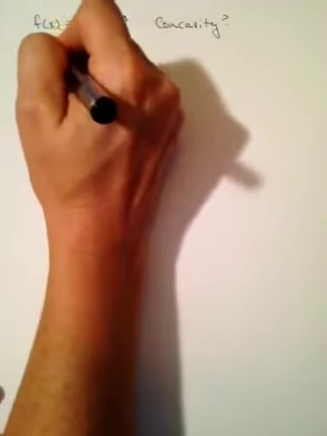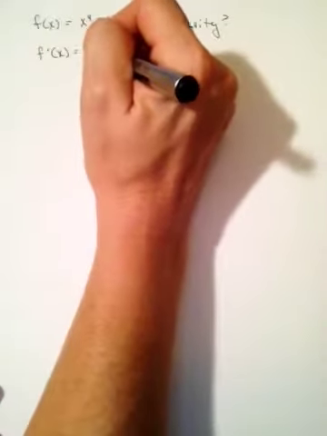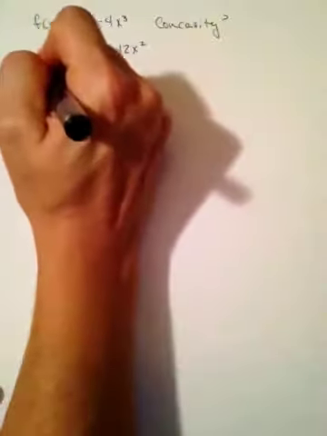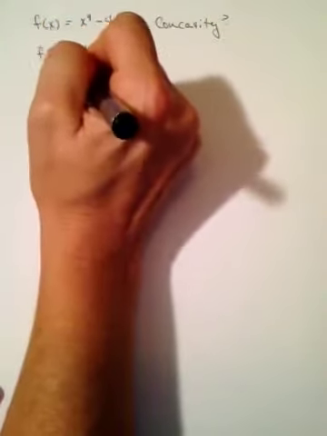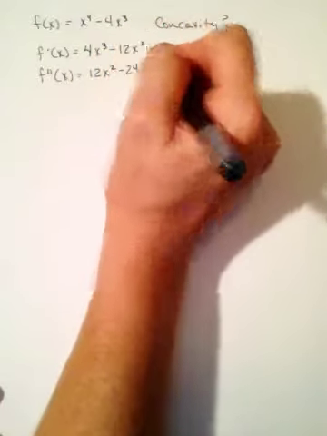To get there, you have to start with the first derivative, and this is just power rule. We're starting with an easy example. So 4x to the third minus 12x squared. Then I'll go to the second derivative, f double prime of x equals 12x squared minus 24x.